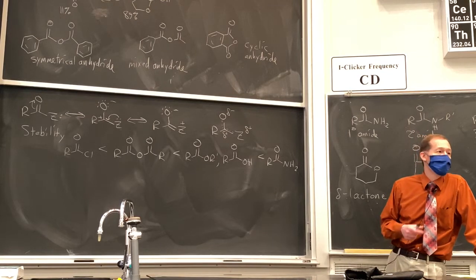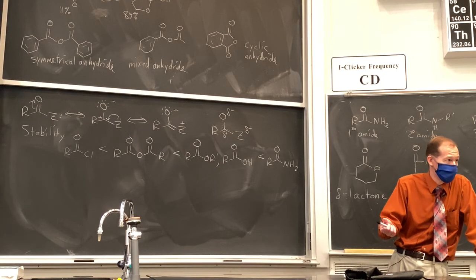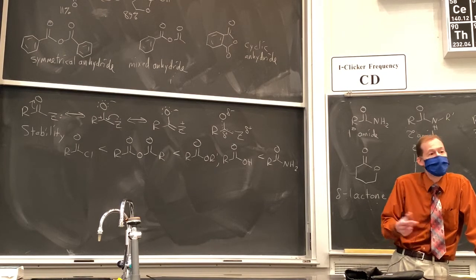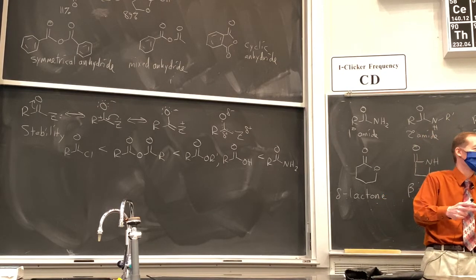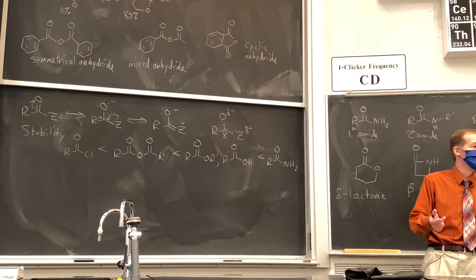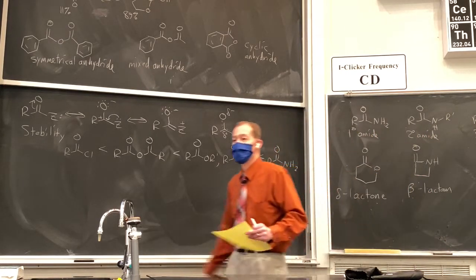You can tune the reactivity of anhydrides by putting electron withdrawing groups to make it more reactive, or donating groups to make it less reactive. You can do that. That's not something we're going to get into in this class. We're just going to kind of lump them all together. But yes, in the real world, there are some anhydrides that are more reactive than others based on the type of R group that you have.